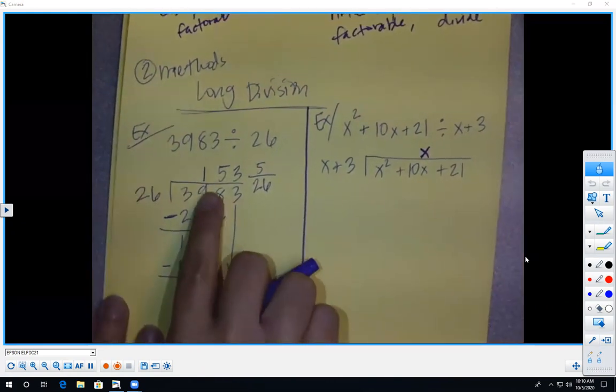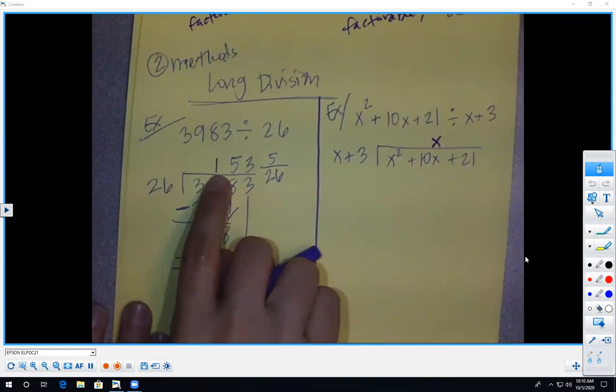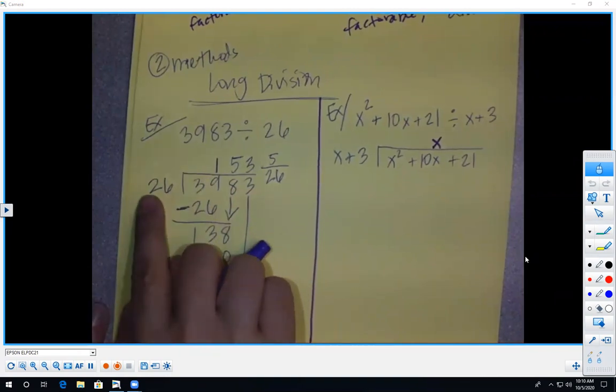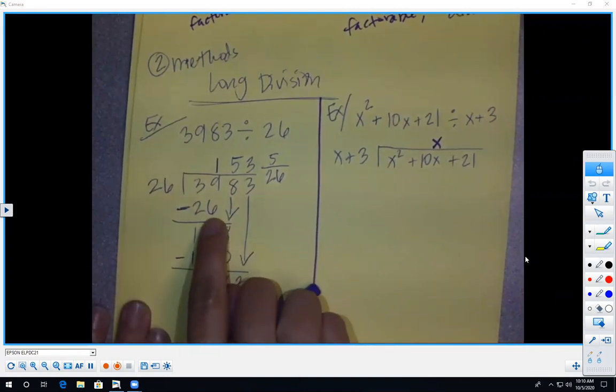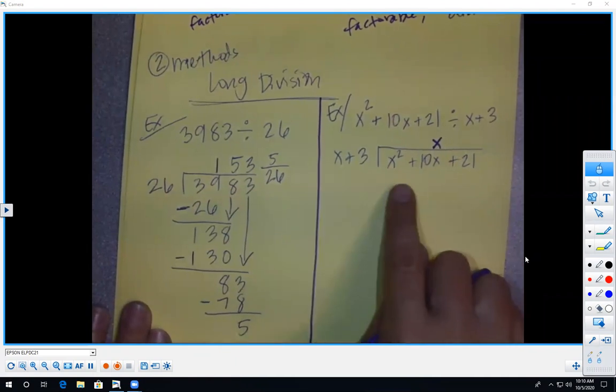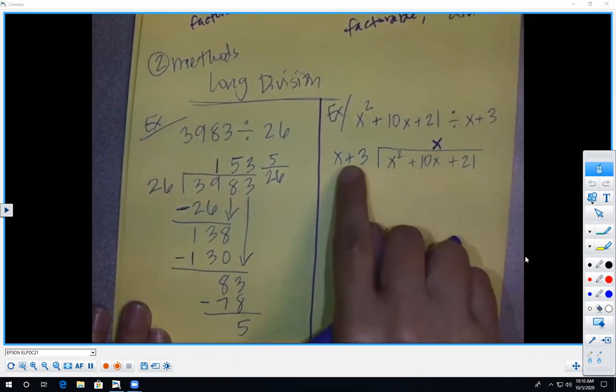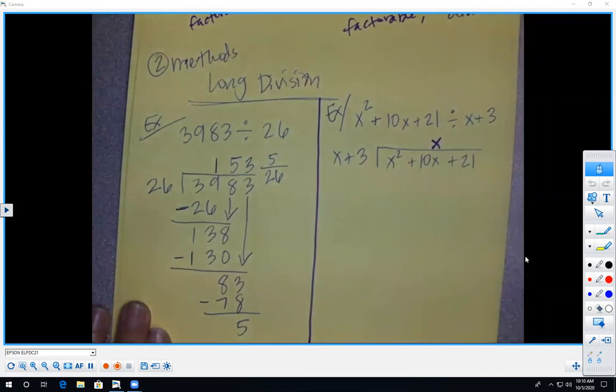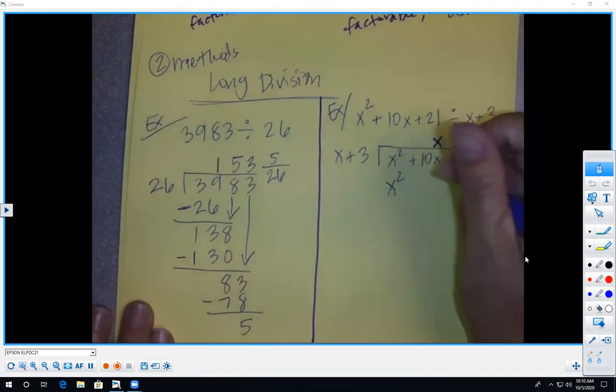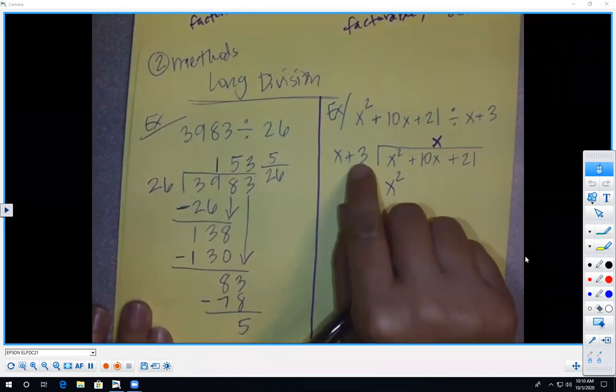Okay, so once I got this 1 on top, what did I do with the 1? Multiplied it by 26 and wrote it underneath. Same thing here. X times x plus 3, write it underneath. What's x times x? X squared. What's x times 3? 3x.